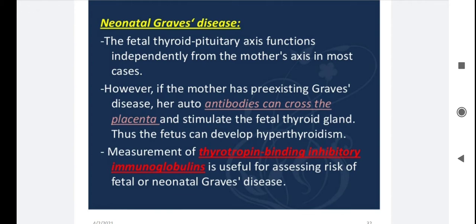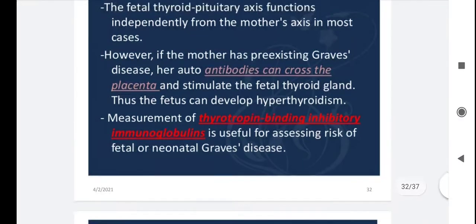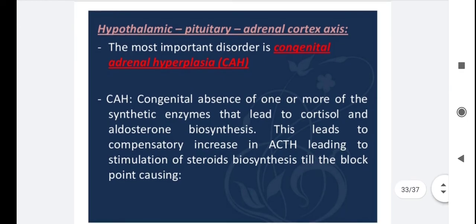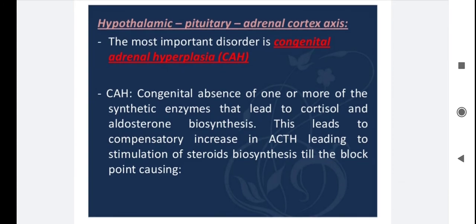هنا اللي بيحصل إنه الأم بيكون عندها Graves' disease والانتيبودي بيحصل لها cross placental من المازر تو ذا بيبي. والmeasurement of thyrotropin binding inhibitory immunoglobulin هو effective in the diagnosis of congenital Graves' disease. Hypothalamic pituitary adrenal cortex, the most important disorder is congenital adrenal hyperplasia, CAH.